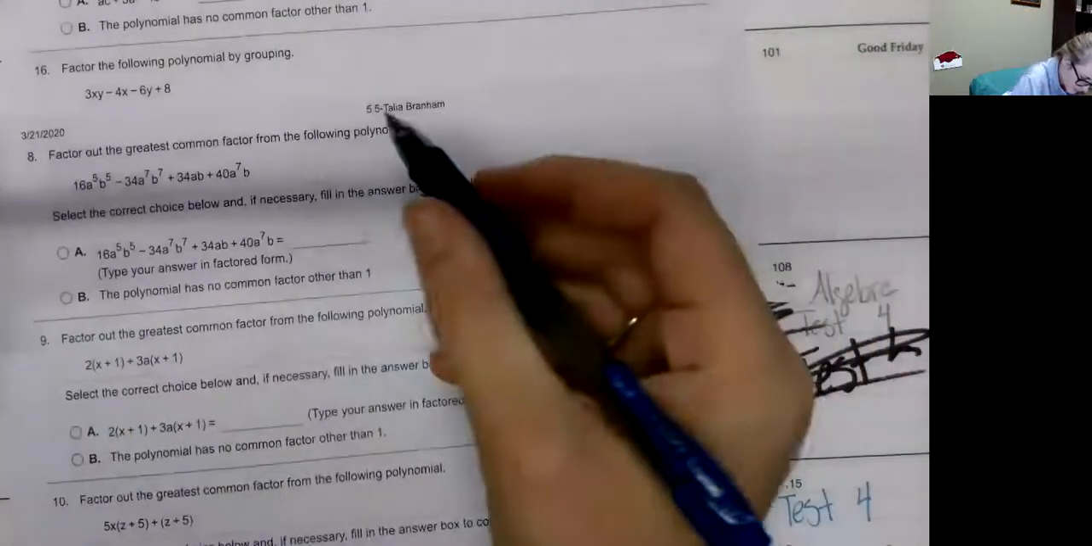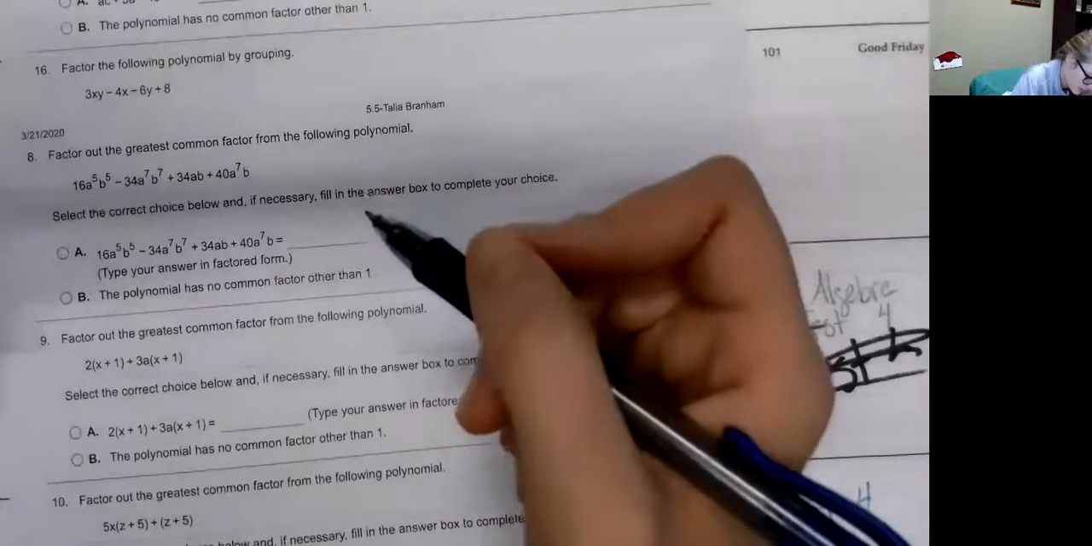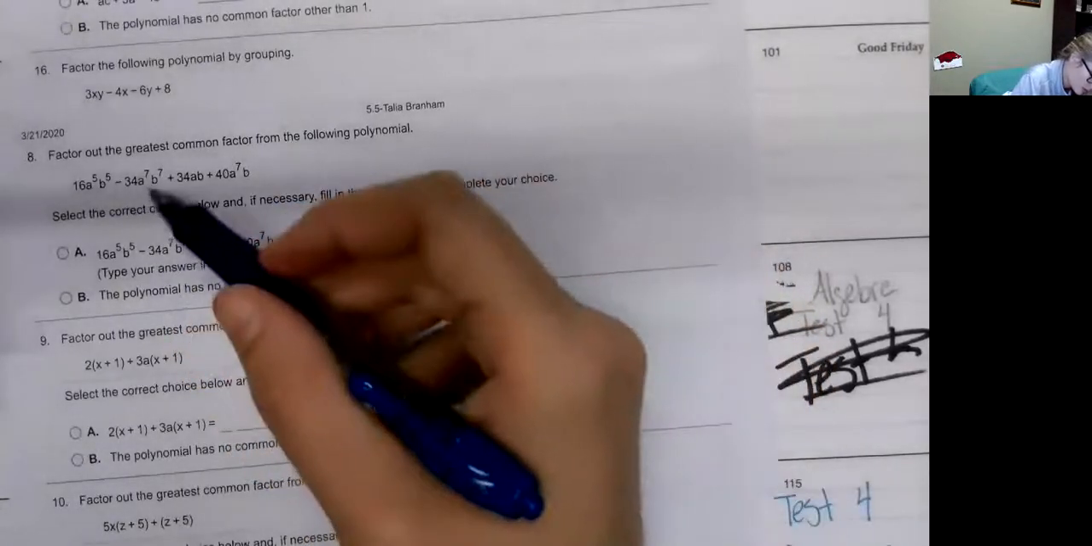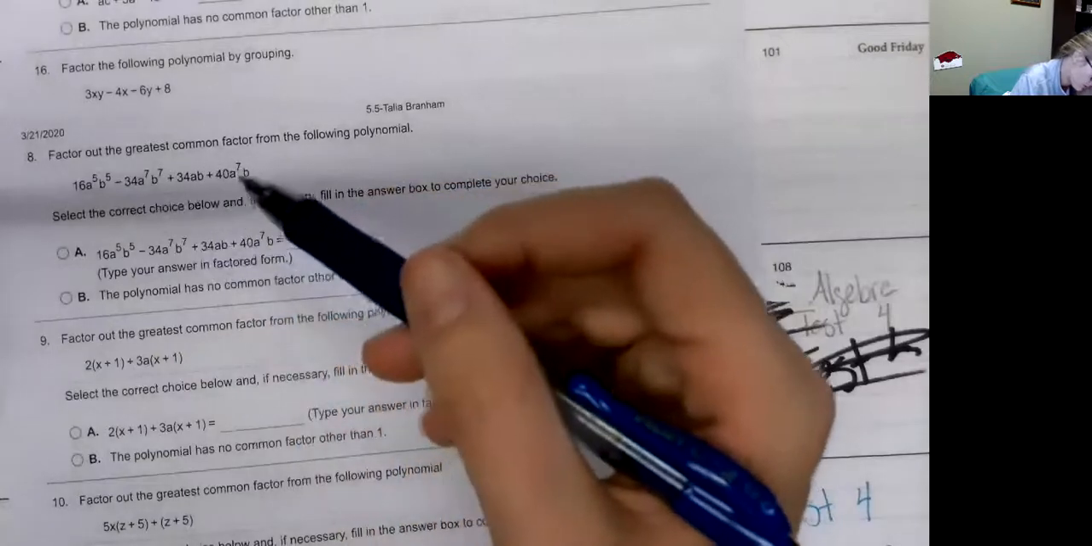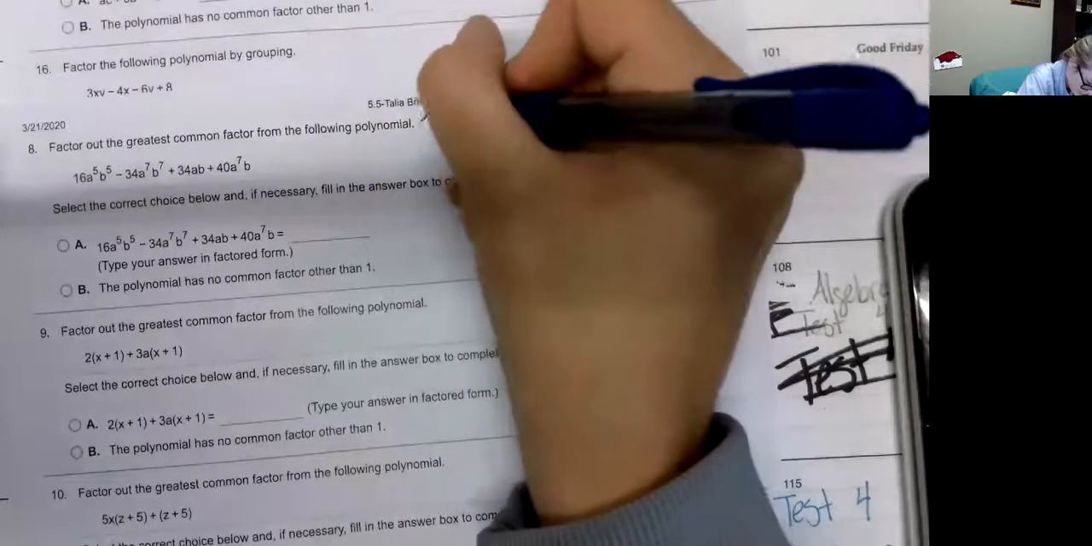All right, factor out the greatest common factor from the polynomial. So let's see. What goes into 16 and 34? 34 divided by 4 equals 8.5. Nope. 8 doesn't go into it. I think we're going to have to go with 2. So we have 2AB.